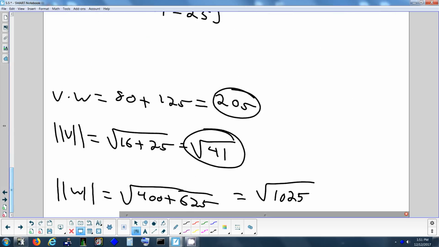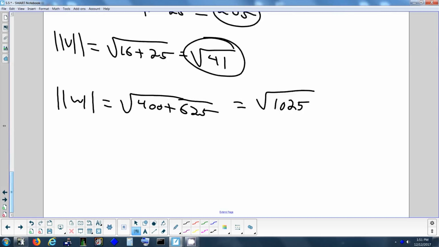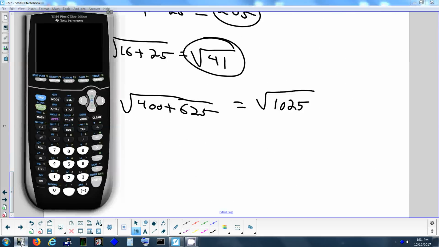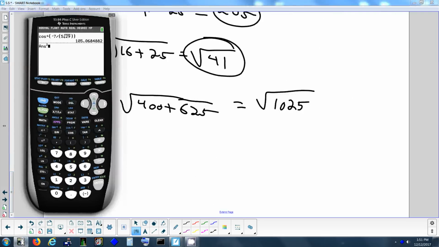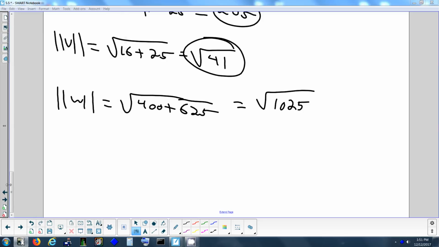So the denominator is the magnitude of v times the magnitude of w. Well, let's multiply those together and see what the denominator would be. Square root of 41 times square root of 1025. So we get 205.